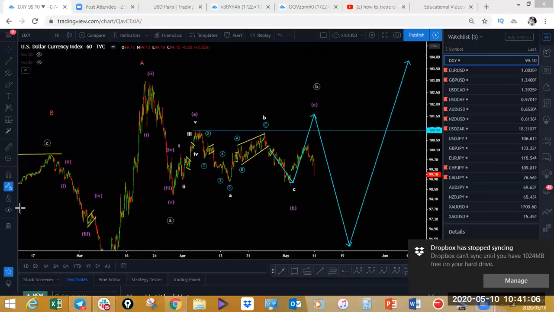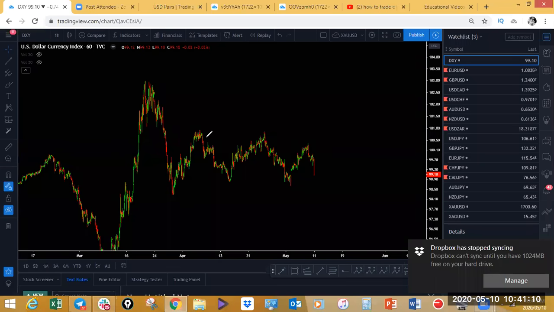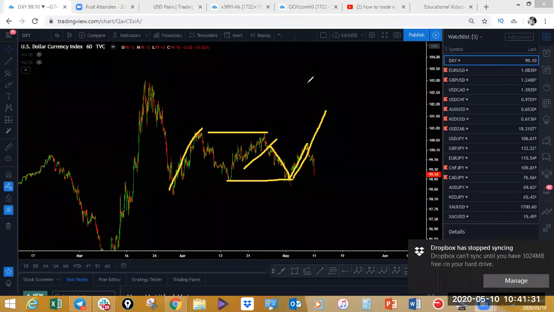So we've got a pullback here. I'm going to switch off the labeling and just show the structure. Now, the structure I was looking for is this one here: for this to make this move here, correction here, and a move to the upside. So that's going to be a 1, 2, 3 wave structure. Now, this structure may be a bit more complex than what we initially focused on. This is the reason why we've got this one to the downside and focus on the move to the upside.